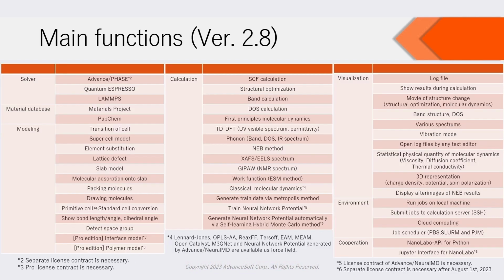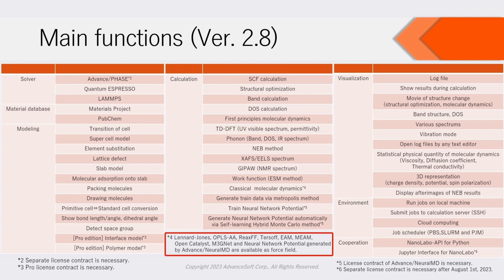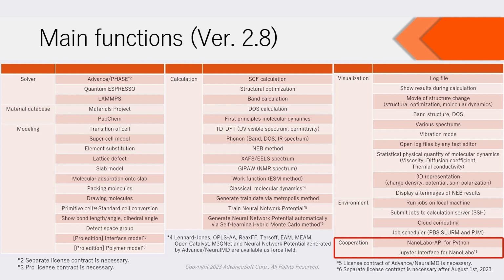We show the list of main functions of NanoLabo version 2.8 here. Various modeling functions and many calculation functions are available. For LAMMPS, you can use classical force fields, general force fields such as Open Catalyst and M3GNet, and neural network potentials trained by advanced NeuralMD as force field. Furthermore, visualization functions, job submit functions, and cooperation functions with Python are available.